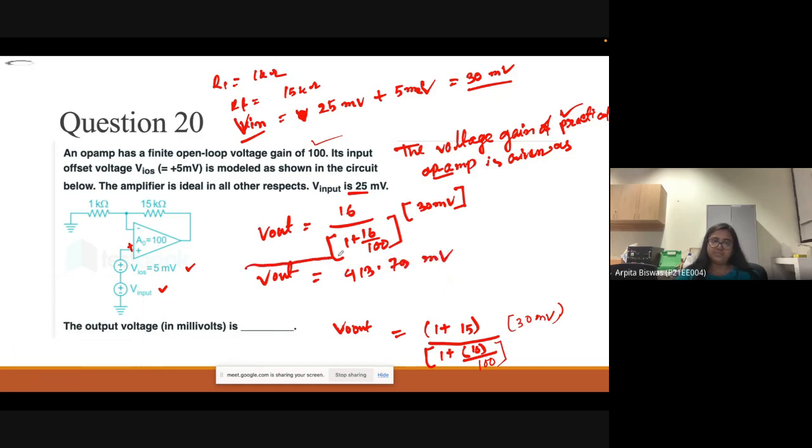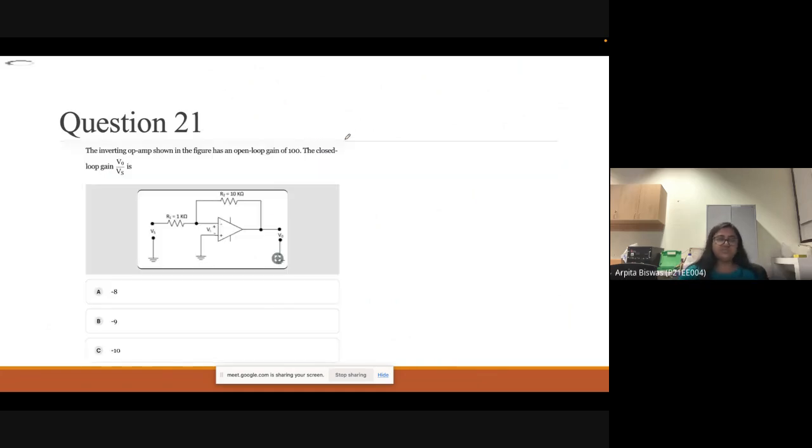So this is the value, only the difference is here. For the practical purpose, you have to use this formula. For the ideal case, you just put the equation of V output by V input, and for non-inverting it is 1 plus Rf by Rin. But here the additional term is 1 plus Rf by Rin, divided by AOL. Okay, that one. So next, move to the last question.